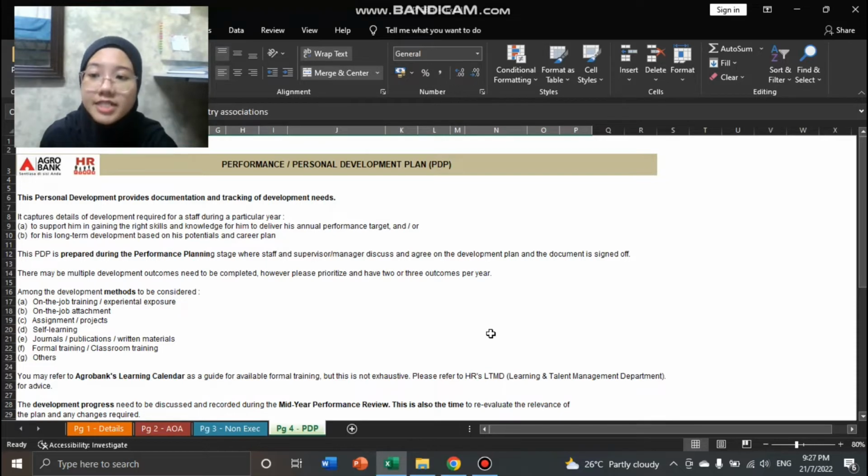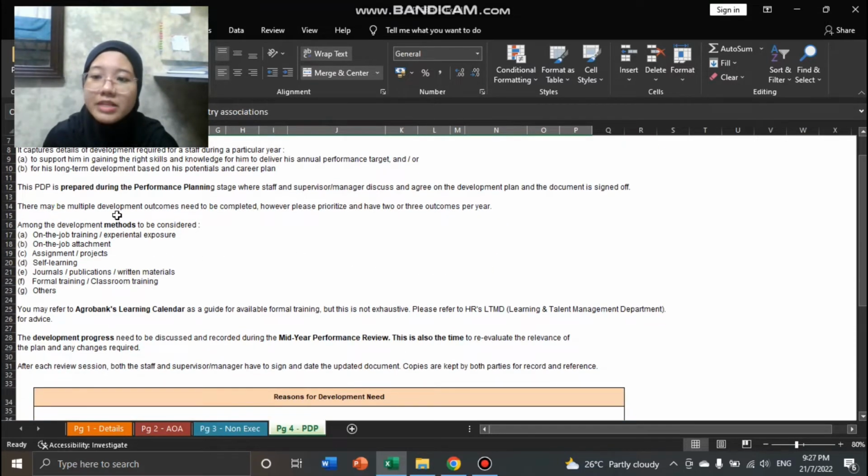This personal development plan provides documentation and tracking of development needs. It captures details of development required for a staff during a particular year. Firstly, to support her in gaining the right skills and knowledge to deliver her annual performance target, or secondly, for her long-term development based on her potential and career plan. This PDP is prepared during the performance planning stage, where staff and supervisor or manager discuss and agree on the development plan, and the document is signed off.